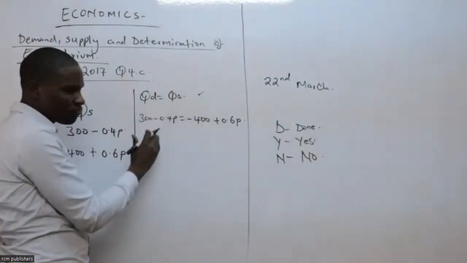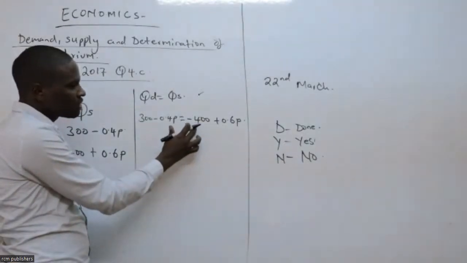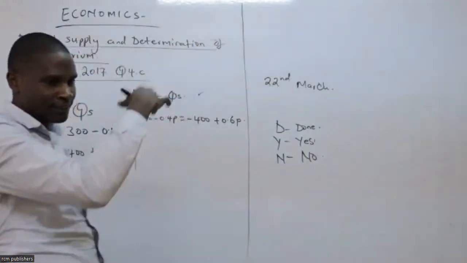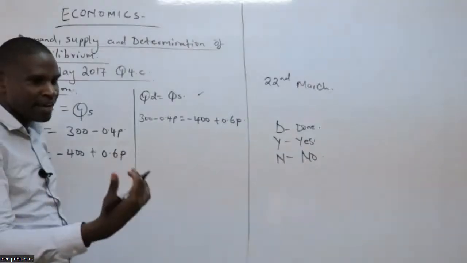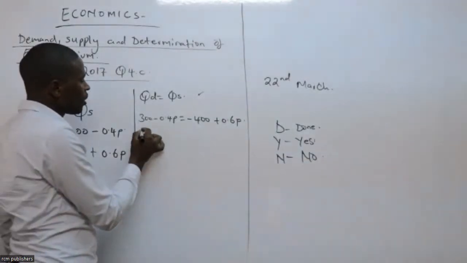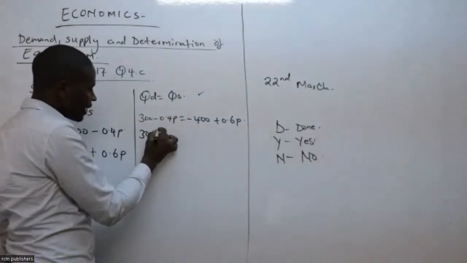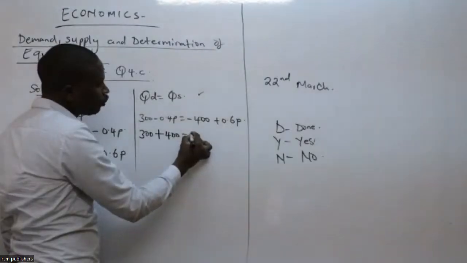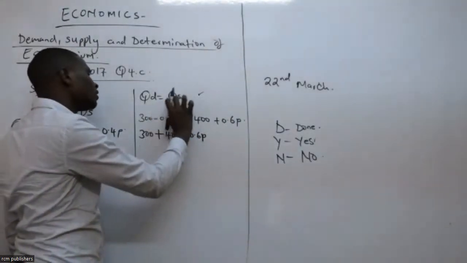I can bring my 400 this side. What will happen to the sign of 400? It is minus. When it crosses to the other side, what happens to the sign? The sign changes. So I'll be having 300, and this sign will change to plus, is equal to plus 0.6p. Then I take this 0.4p to the other side.